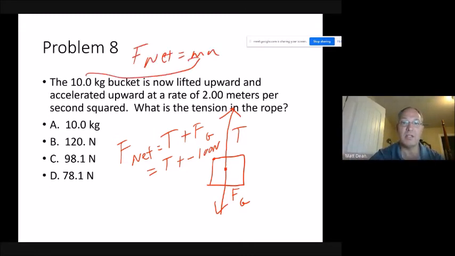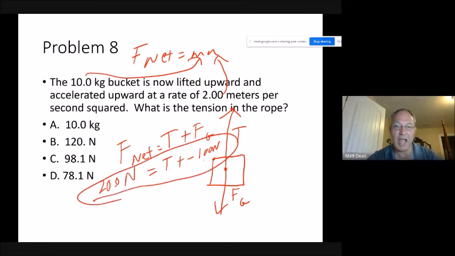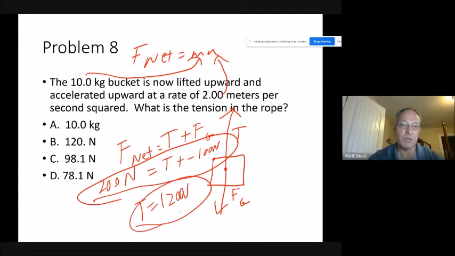So mass of 10 kilograms times acceleration of 2 meters per second squared. We end up with a net force of positive 20, sorry, net force is not meters per second squared. Net force is 20 newtons. So now we can solve for tension by just solving this equation right here for T. So we've got to add 100 newtons to both sides. And when we do, we end up with a tension of positive 120 newtons, which would be answer B.